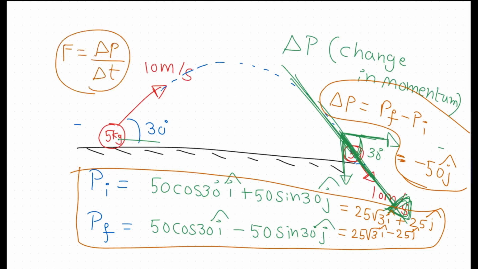Along the x direction, momentum is not changing. That means there is no force in the x direction. Along the y direction, momentum is changing. Because of which force? Gravitational force.